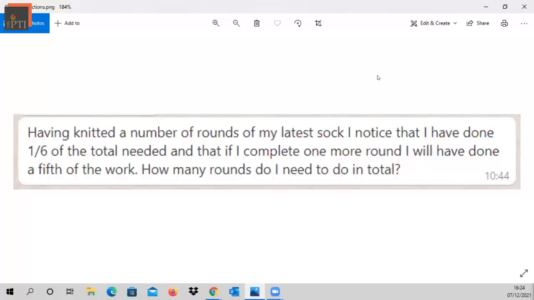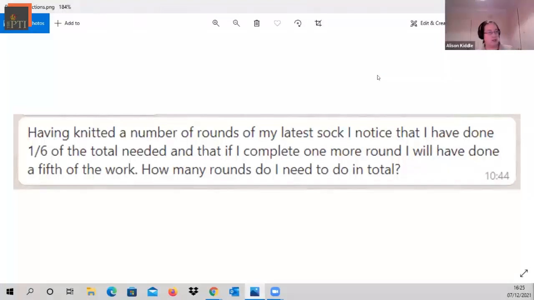So you need a sixth and a fifth that are one apart. So effectively, you've got a fifth minus a sixth, times n, needs to be 1. So that's 6 minus 5 over 6 times 5 when you simplify. So n over 30 equals 1, and then times by 30.